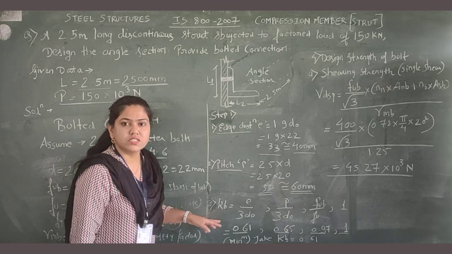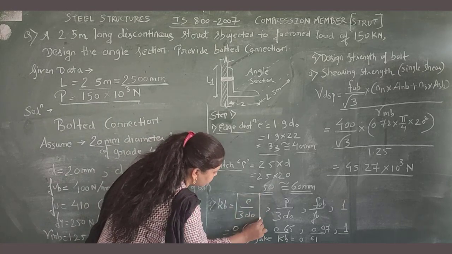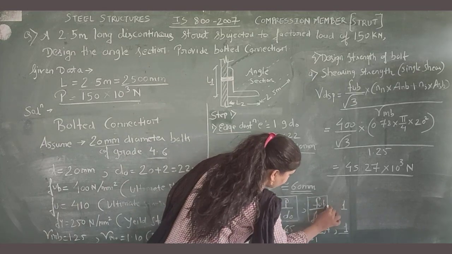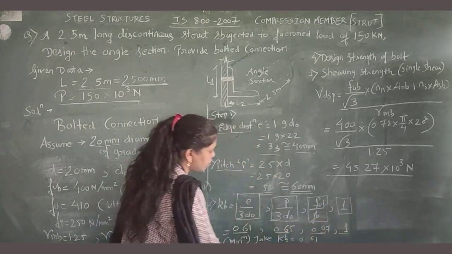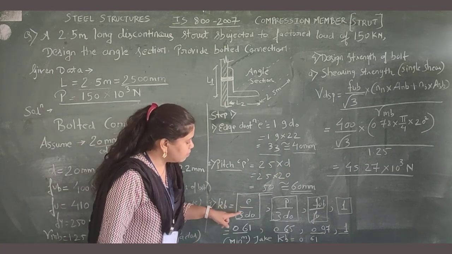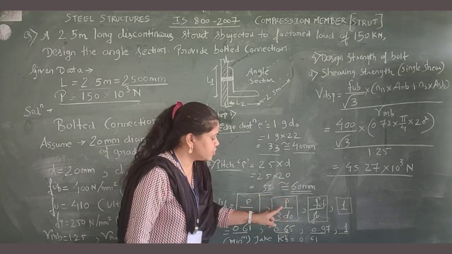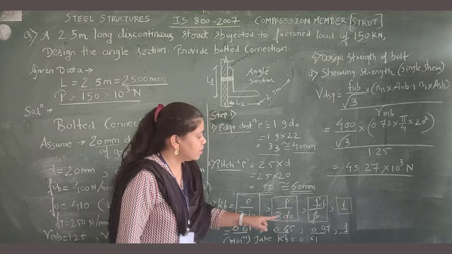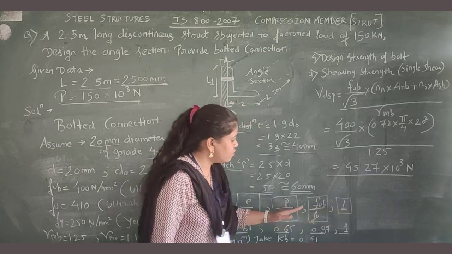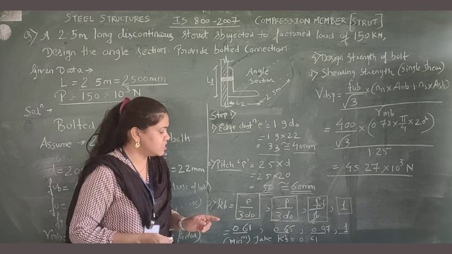Next, you have to find out the reduction factor, that is the Kb value. So there are 4 expressions given to find the Kb value, that is the reduction factor. Okay. So there are 4 parameters for calculating the Kb value, right? So the number 1 formula is e by 3d0. Next is p by 3d0 minus 0.25, that is pitch upon 3 diameter of hole. Next is fub by fu, and the last one is 1. Okay, so you have to select the minimum value from these 4. You have to select the minimum value as the reduction factor.